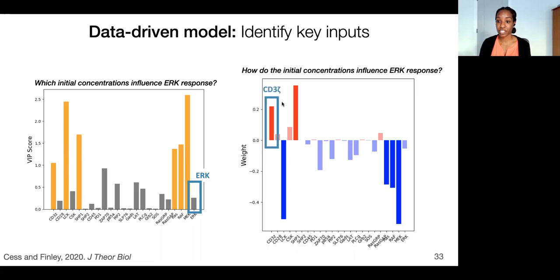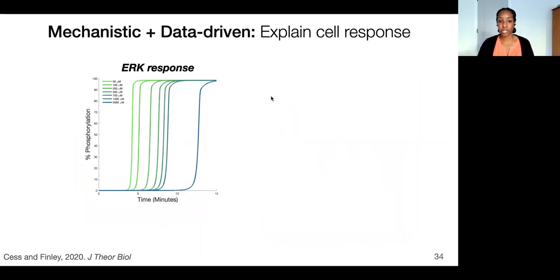Now, something that we were scratching our heads about is this other red bar here, which says that increasing the concentration of CD3 zeta, so basically increasing expression of the CAR, can shift the cells towards having a lower ERK response. And so it doesn't immediately make sense. It's sort of counterintuitive. Why would having greater CAR expression lead to a lower ERK response level? And so we could look into the mechanistic model and explain this prediction.